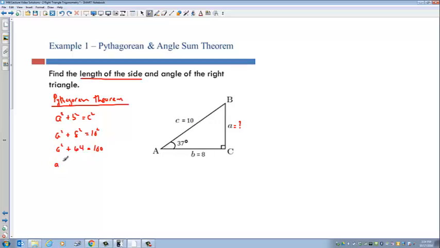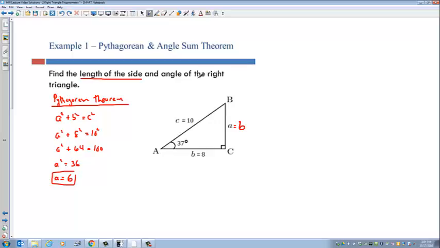And then we subtract 64 from both sides, get a squared equal to 36, and so then a is equal to plus or minus the square root of 36, but we care only about the plus part because obviously a has to be positive, and so a is equal to 6. And so this is the number 6.